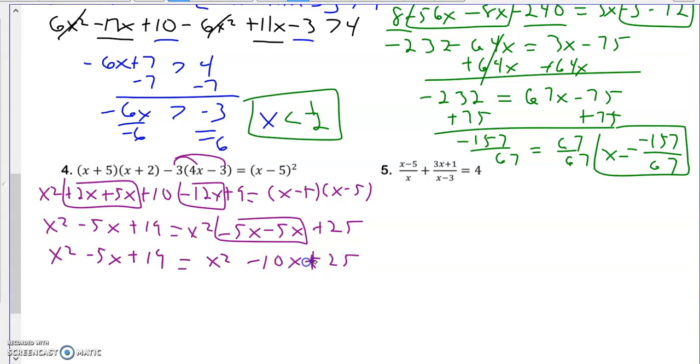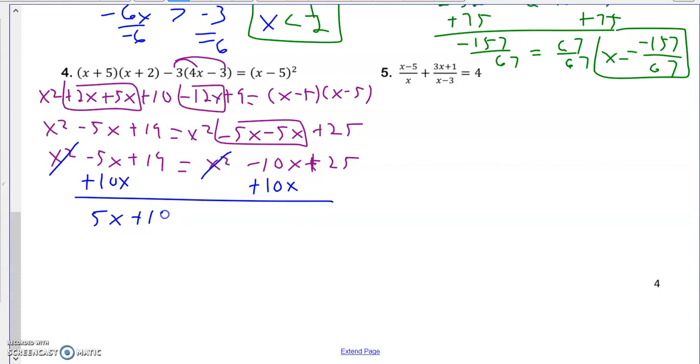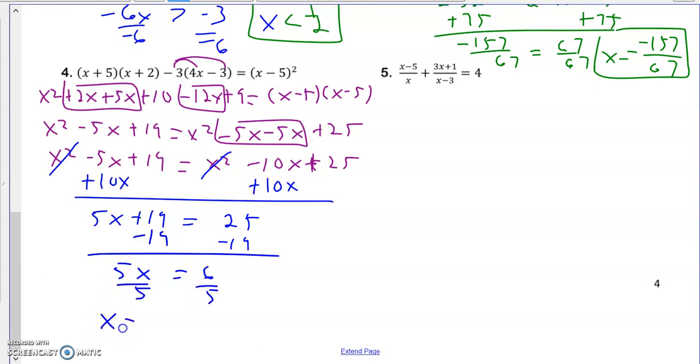So just like I said earlier, we want to make sure the x squares cancel out. And they do. They're both positive, so they can cancel out. Then I'm going to look to see which one is smaller, and it's obviously the minus 10x. So I'm going to get a 5x plus 19 equals 25, and then I'm going to subtract 19, and then I get 5x equals 6. I'm going to divide by 5, and x equals 6 over 5.